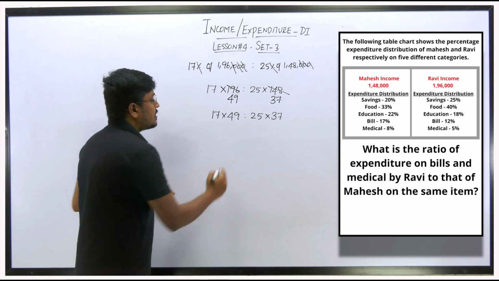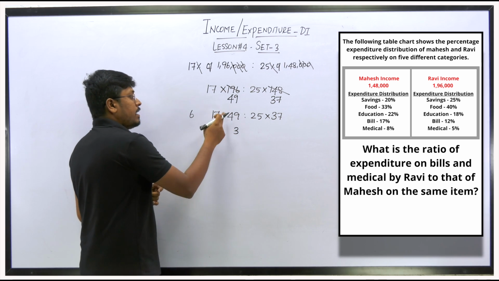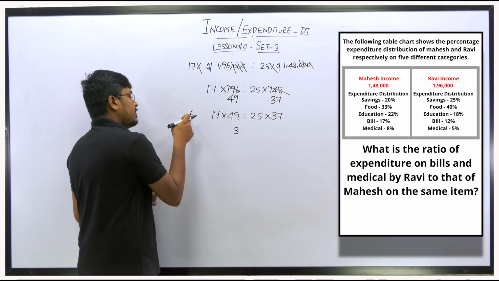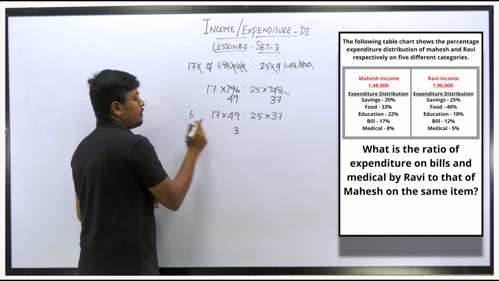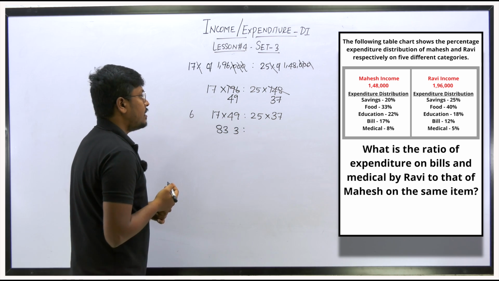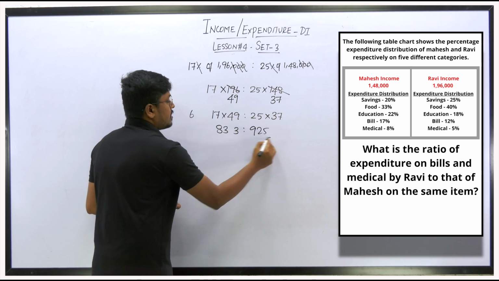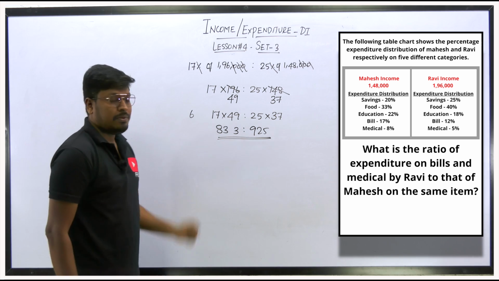So 9 7s are 63, so remaining will be 6 here. So this will be 9, 28. So 28, 9 will be 37. So 37, 6 will be 43. So remaining will be 4, 8, 33. Got it? So the ratio: 25 into 37, so 25 into 3, 9, 25. So the answer for this question, that is question number 3, will be 833 into 925.